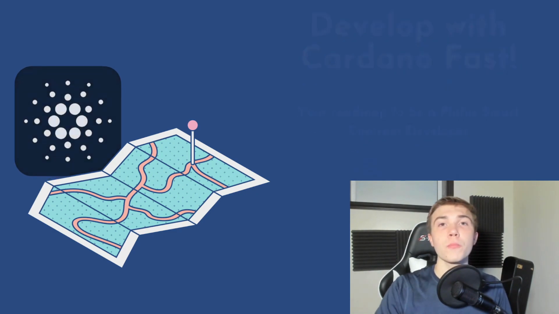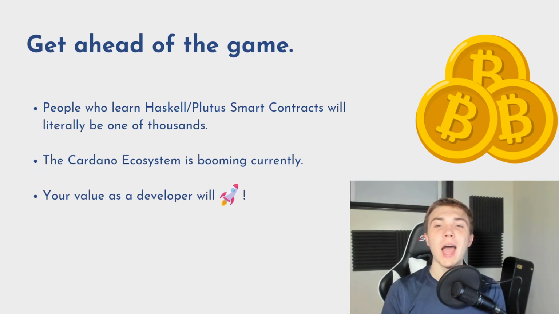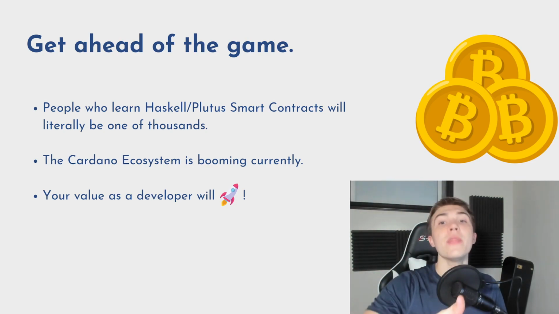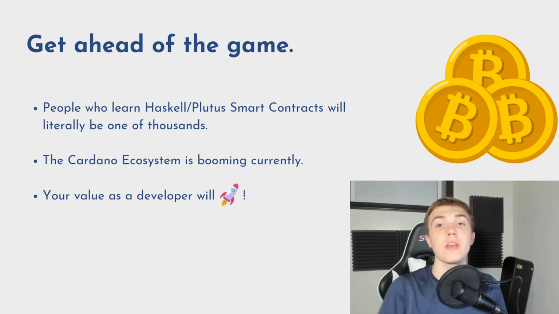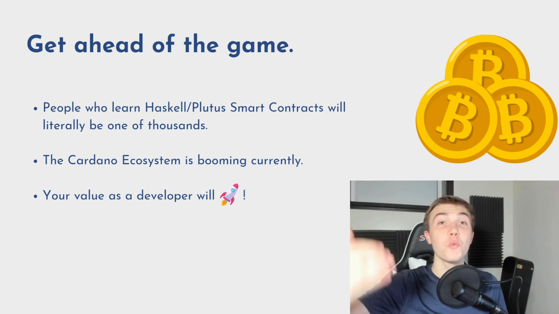So let's get into the first point. This is going to be more of a slide about hyping you guys up to be smart contract developers in the Cardano ecosystem. Really, when you're learning this stuff, you're kind of in a way getting ahead of the game. People who learn Haskell and then Plutus smart contracts will literally be one of thousands of people who understand this technology. Another reason is the Cardano ecosystem is currently booming right now. ADA, the native coin of Cardano, is currently the third largest cryptocurrency by market cap. That is just proof that people are really excited about using Cardano. If you are interested in becoming a developer, this is a really good time for you.